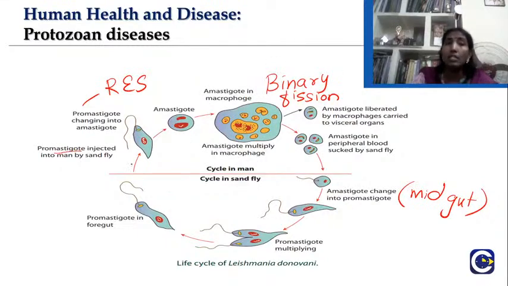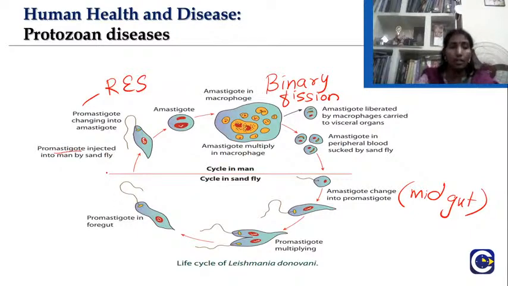Again I am telling you, in the human the infectious form is the promastigote, that is injected from the sandfly. Now it is going to convert into an amastigote, and in the macrophages there is going to be binary fission where they are divided into many amastigotes. That is taking place in the macrophage. Now these amastigotes are again taken up by the sandfly. So the amastigote is converted back to promastigote in the midgut. Again a lot of multiplication takes place and they are going to reside in the foregut, and again the cycle continues.